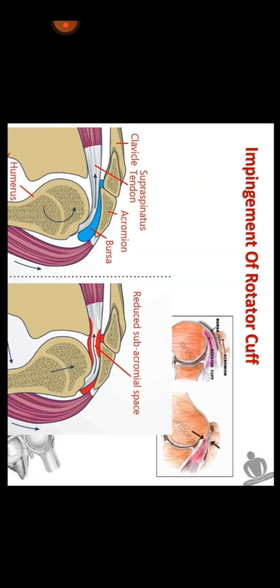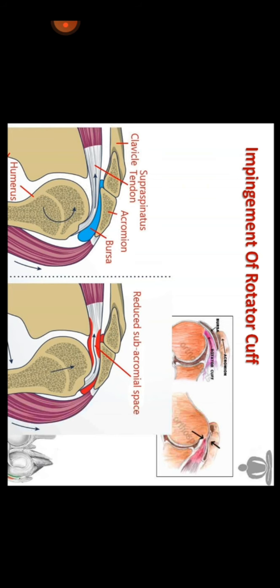So, rotator cuff impingement is a very common lesion in general practice, mainly in sports persons, athletes, or in swimmers also. See, this lesion consists of rotator cuff tendons, mainly supraspinatus, then the long head of biceps also, and it is related to the coracoacromial ligament also.